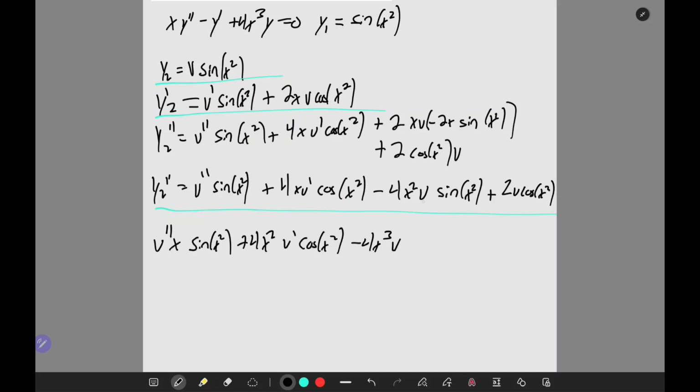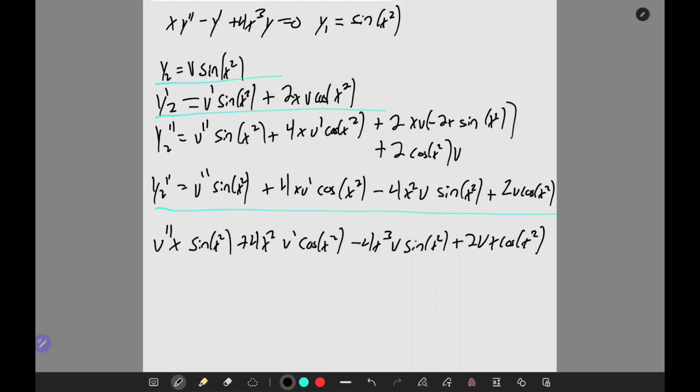Plus 4x cubed v, where was I? Oh, I was on this term. v sine of x squared, plus 2vx cosine of x squared. Okay, so that's our first line.